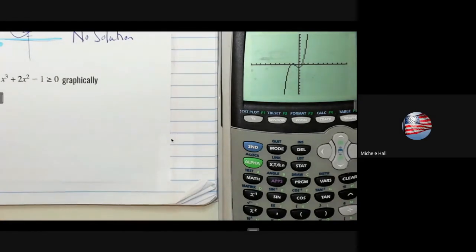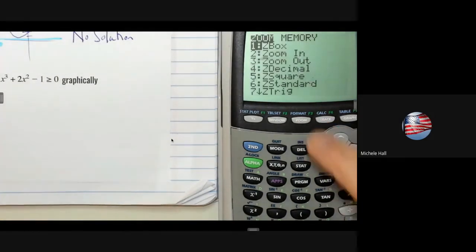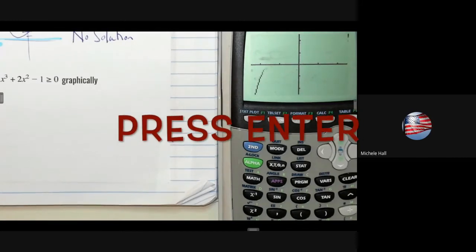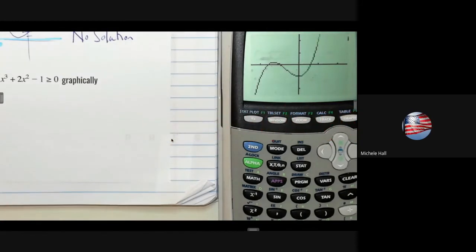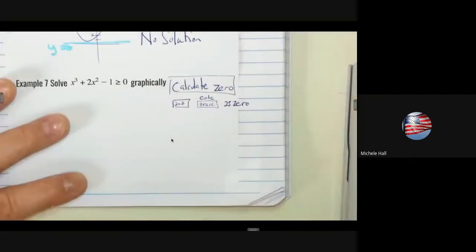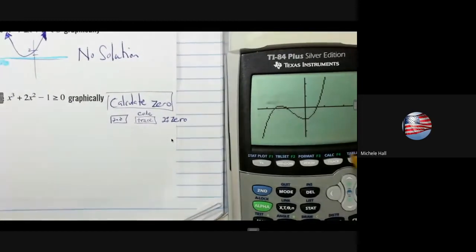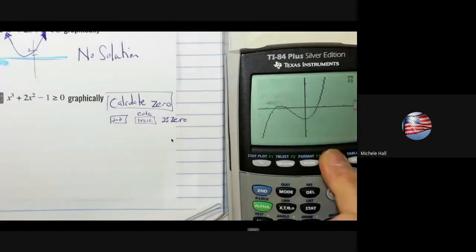Let's zoom in a little bit on this. Zoom in, number 2. There is a tiny little cursor right there that's blinking, and that's where I want it to be, in the middle of the function. Enter. All right. Here is the shape with degree 3 coming. Let's calculate those zeros. We're going to go to second, calculate number 2.